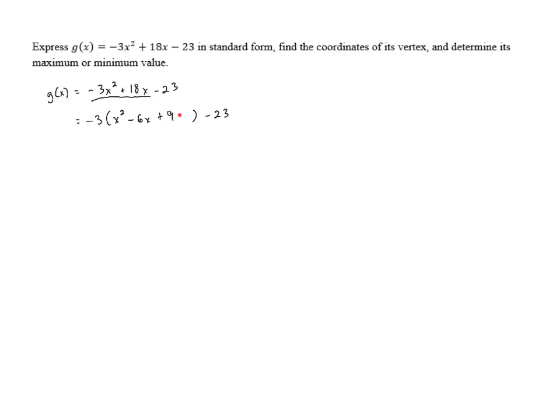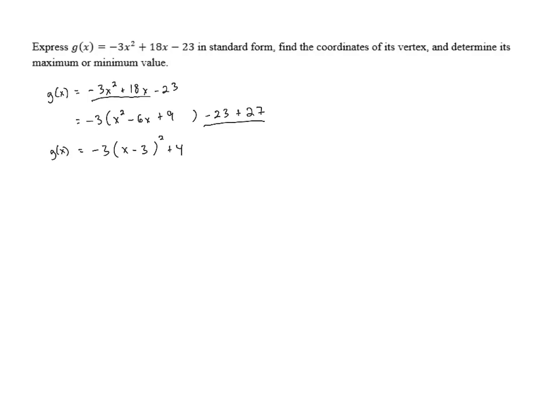So we've added 9 inside the parentheses, but what we've really done is subtracted 27, because negative 3 times 9 is negative 27. So to balance this out, we're also going to have to add 27. And so this gives us negative 3 times, when we factor the perfect square trinomial, we get x minus 3 quantity squared, and then negative 23 plus 27 is positive 4. So we've got negative 3 times x minus 3 squared plus 4 for our function.